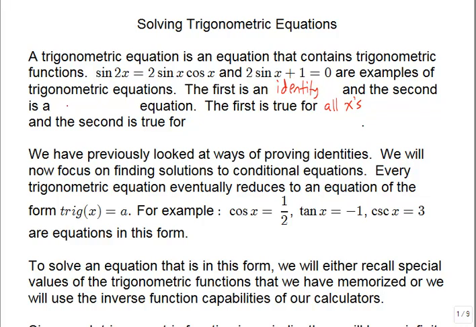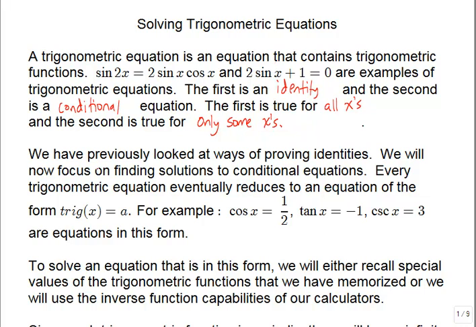However, the second equation is what we call a conditional equation because it is only true for certain values of x. So the second one is true for only some x's. And if you think about what might work here, for example, if sine of x takes on the value negative a half, 2 times negative a half is negative 1. Negative 1 plus 1 is equal to 0. So that would make it true. But what angle x makes sine of x become negative a half? Well, there's an infinite number of possibilities there, but something like 7 pi over 6 or 11 pi over 6 would work. So those are just some of the x's that might make this have a solution.